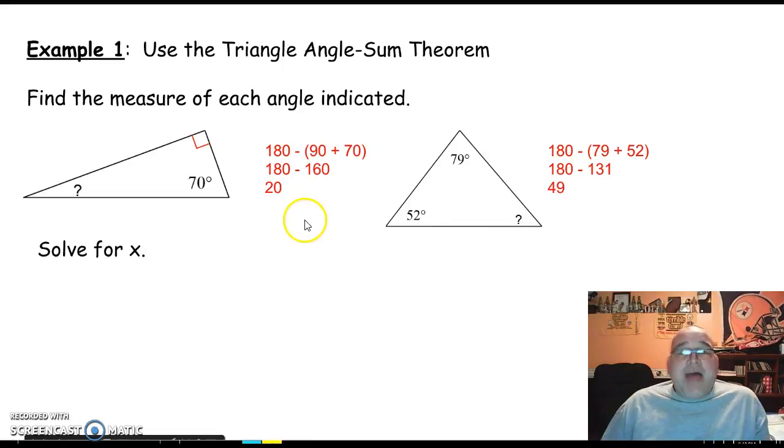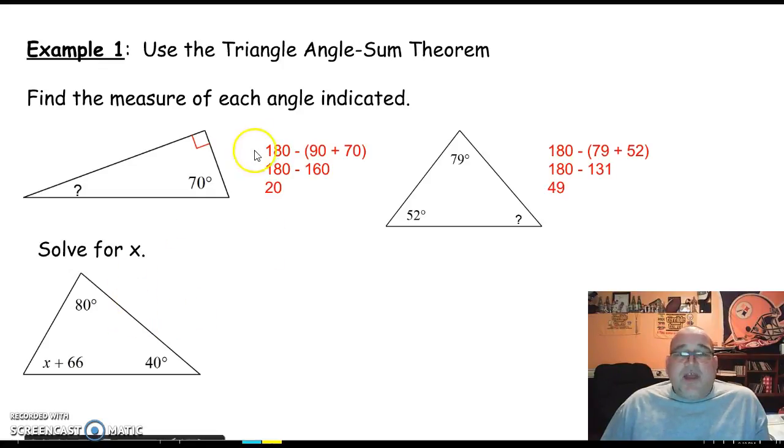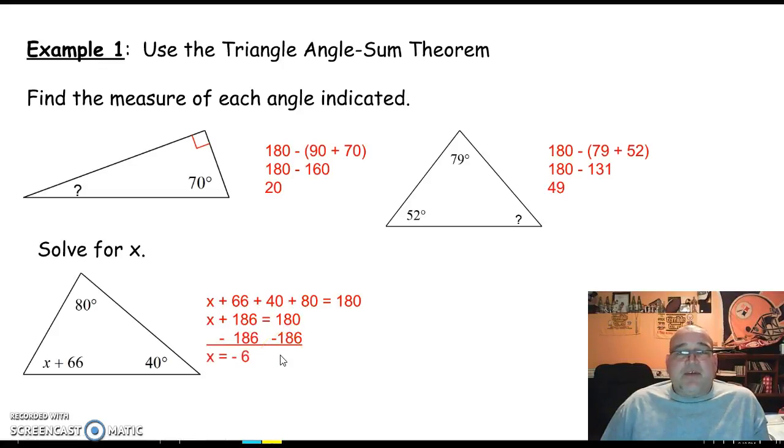We can also do a little algebra. Solve for x. Triangle angle sum theorem says that the sum of the angles of any triangle is 180. So x plus 66 plus 40 plus 80 has to equal that 180. Combining our like terms, we get 186. We'll subtract the 186 from both sides, and we find out that x equals -6.